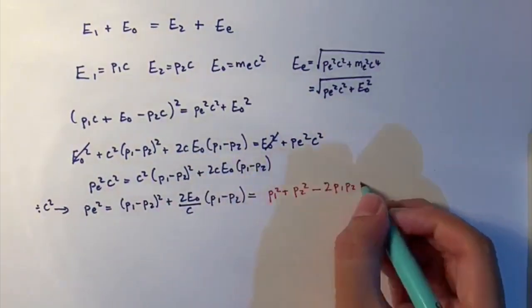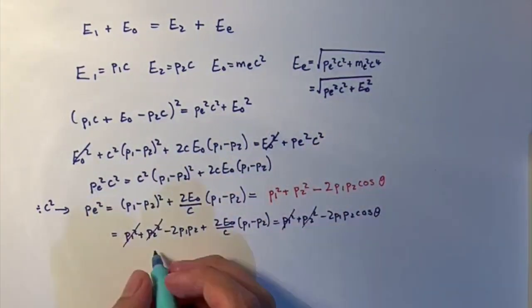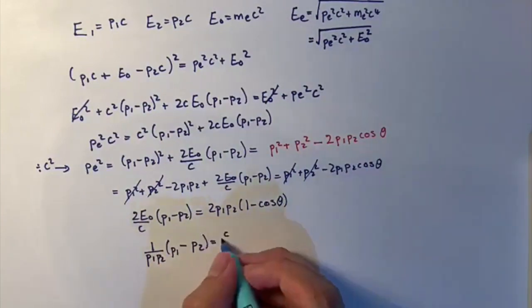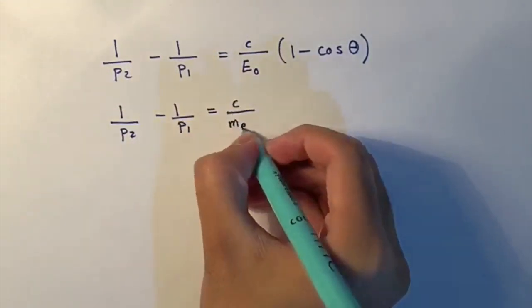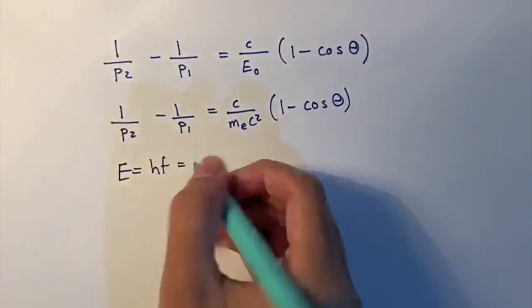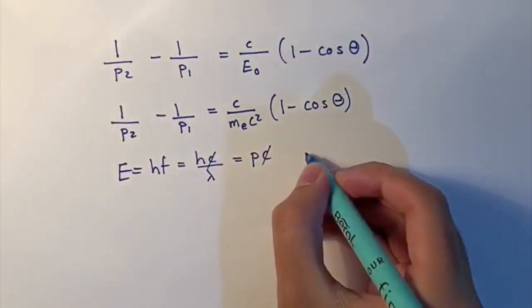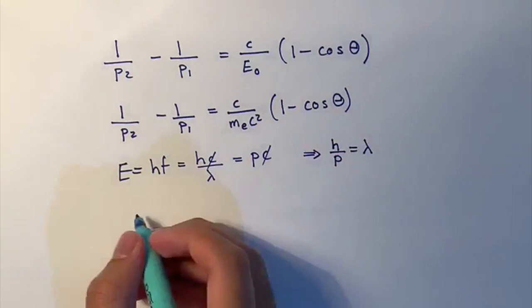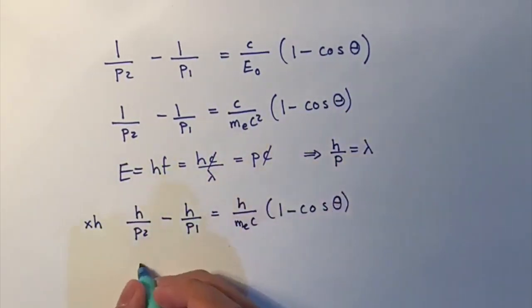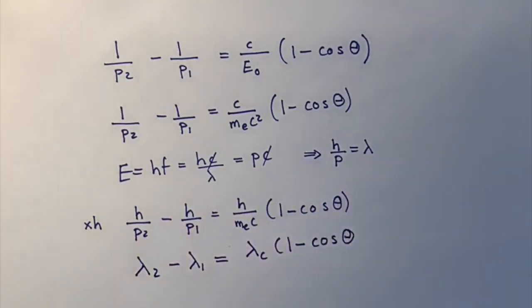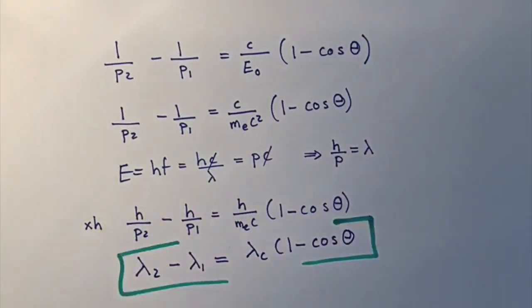But all we're doing is rearranging and squaring terms to equate PE squared to the expression we got for PE squared earlier, which is in red. Then we rearrange to get 1 over P2 minus 1 over P1 equaling whatever, so that when we multiply by Planck's constant, we can obtain the wavelengths. How do we know this? E equals hc over lambda equals Pc, and then we rearrange to get h over P equals lambda. So we use this, and what do you know? Bada bing, bada boom, we got the Compton scattering formula.